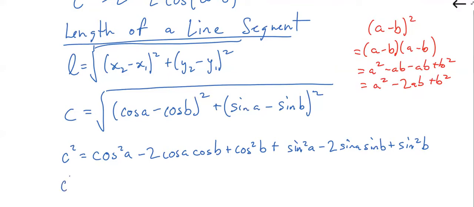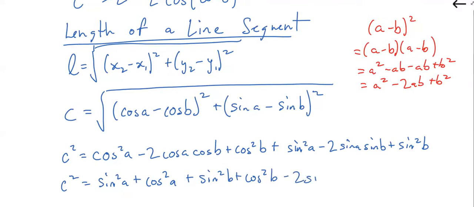So C squared equals. I'm going to rewrite this, though you wouldn't necessarily have to. But look at sine squared A plus cos squared A. That's 1. Nice, that's going to be helpful. What else can I do? Plus sine squared B plus cos squared B. And it turns out we can't do anything else, at least not really yet, with the other part, so we're just going to write it down: 2 cos A cos B minus 2 sine A sine B. Very nice.